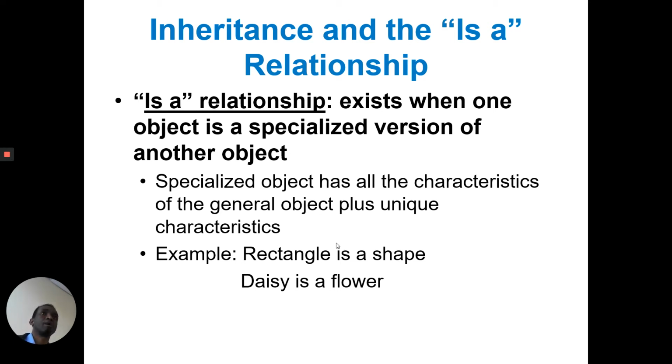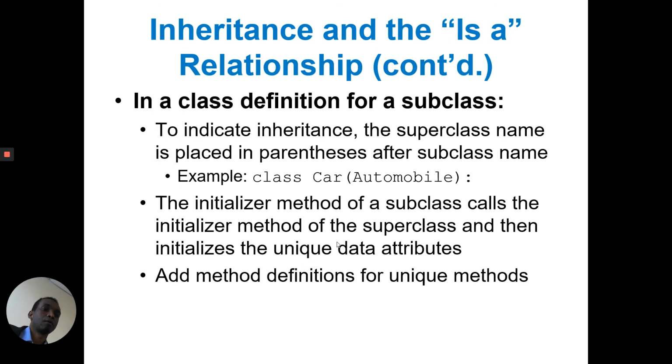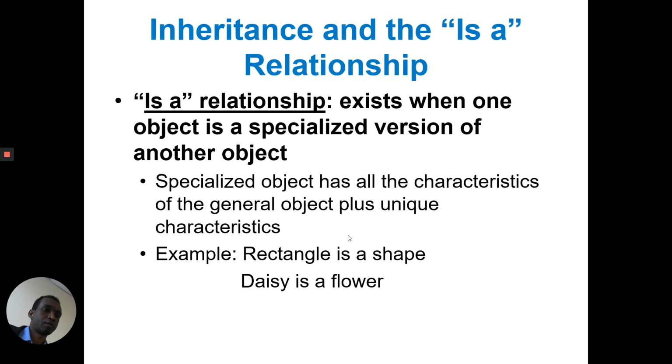So for example, a Corvette has everything that an automobile has. The only difference would be the unique characteristic, which would be the doors opening up, right? Is that the only one now? They probably created other cars doing that, right? Okay. An example would be a rectangle is a shape, a daisy is a flower, right?